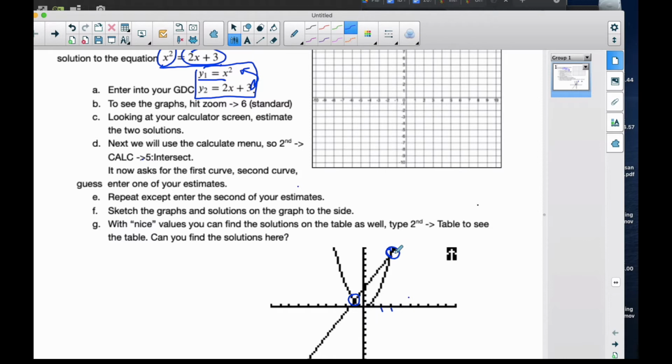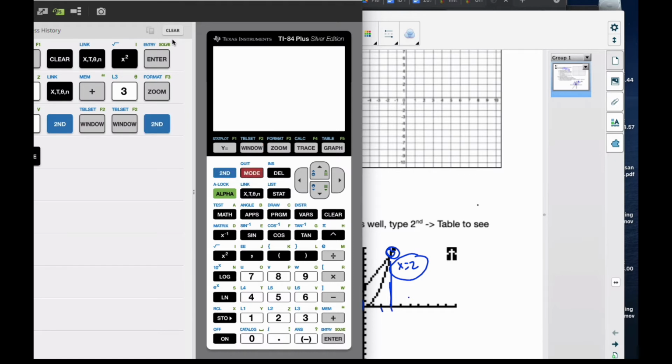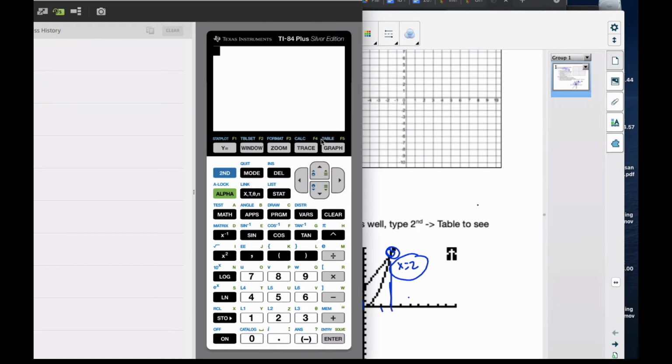So if I just estimate the x value here, it looks like it's going to be about 2. And if I look at this one down here, maybe it's going to be x is equal to -1. These are just my estimates. Okay, and so I'm going to actually ask my calculator to find the answers for me. All right, so let me clear this. We know we're on my graph.